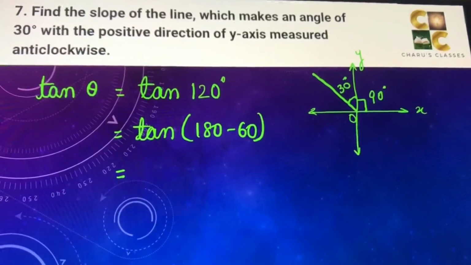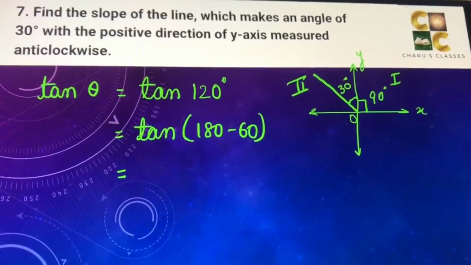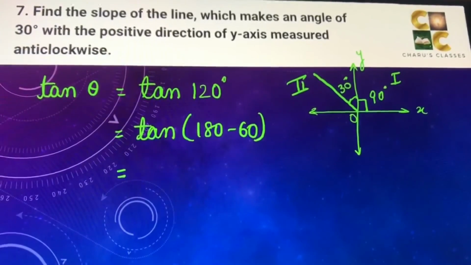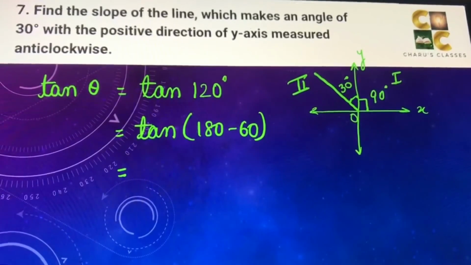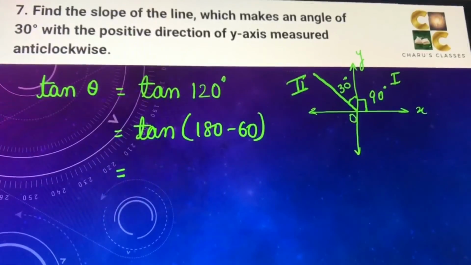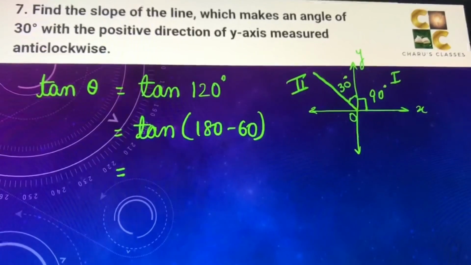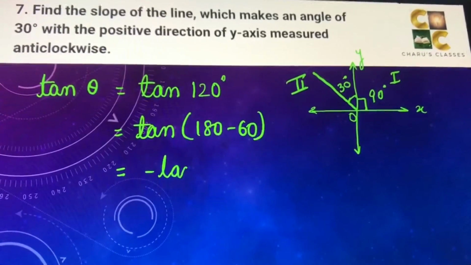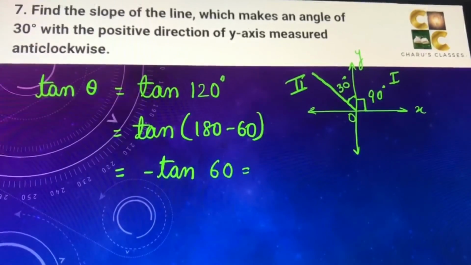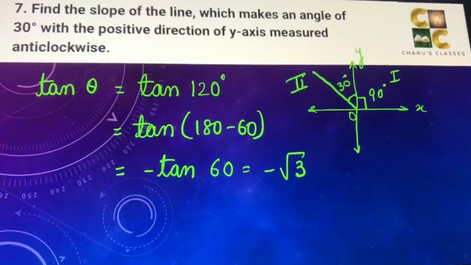Now in the second quadrant, this is the first quadrant, this is the second quadrant. In the first quadrant, all the ratios, sine, tan, cos, everything is positive. But in the second quadrant, only sine is positive, sine and cosec. So tan is negative here. So tan of 180 minus 60, that is minus tan 60, which is minus root 3. So the answer here is minus root 3.